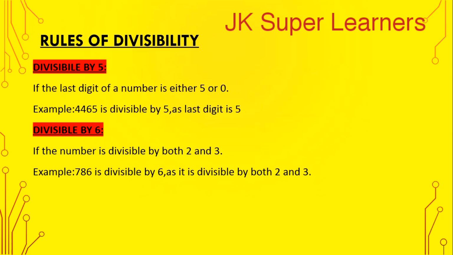Next is divisible by 6. If the number is divisible by both 2 and 3, then that particular number is divisible by 6. Example is 786 is divisible by 6 as it is divisible by both 2 and 3, because here 786 last digit is 6, that is even. So it is divisible by 2. And 7 plus 8 plus 6 is equal to 21, which is completely divisible by 3. So 786 is divisible by 6 because it is divisible by both 2 and 3.